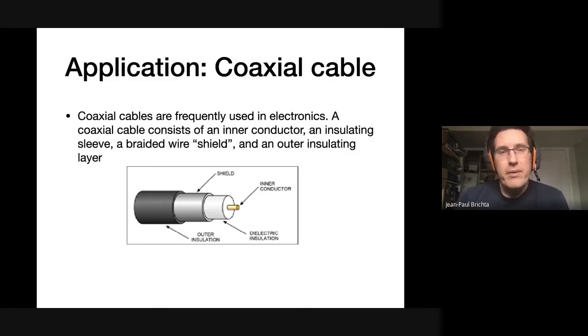The outer insulator is just there to make sure that there's no extra noise, I suppose. I mean, it's a cable. You always want to have some kind of shielding around the cable, just for safety, if no other reason.